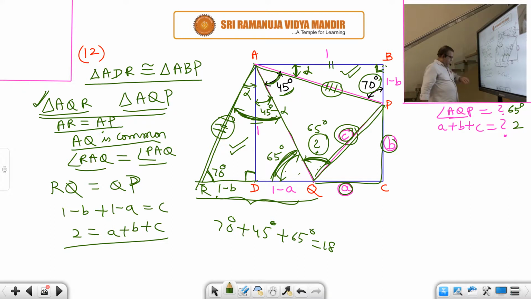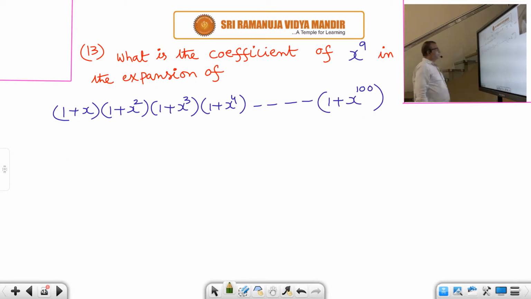Okay. Let us see what the next one is. It is a difficult question, but play it again and see it again and again, so you may understand it. Right. Next, question 13. This is the last one because the time is up. What is the coefficient of x power 9 in this expansion: 1 plus x into 1 plus x square, into 1 plus x cube, into 1 plus x power 4, and so on up to 1 plus x power 100?